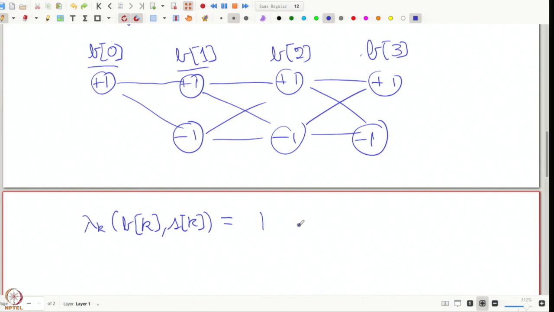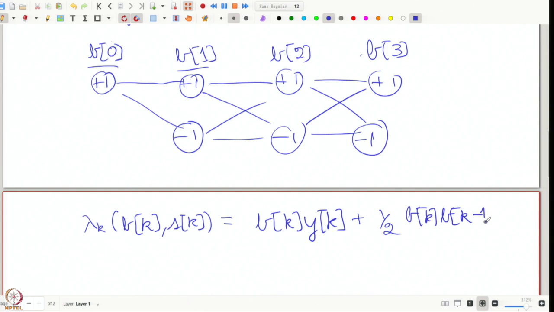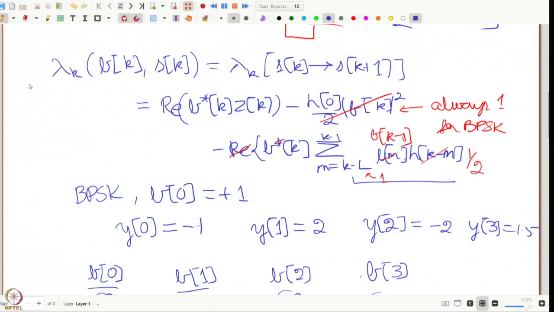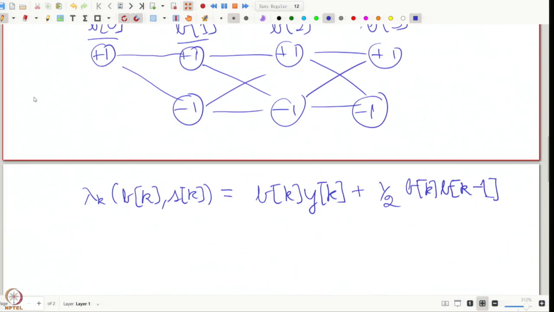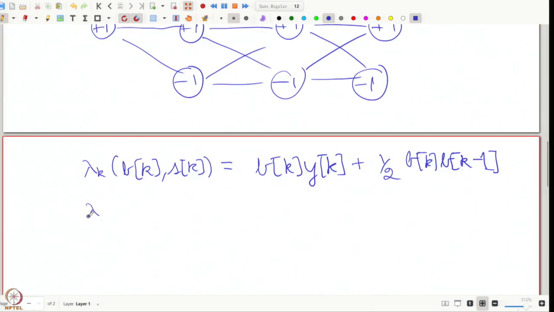I can just simplify it easily. I am just going to write my Z as Y directly. So I am just going to write this as BK YK. The middle term goes away because it was just 1 always. Why did I write this? Because this was minus half actually. I am sorry, H1 was minus half, so this is a minus and minus, that became plus half. So now this became my metric, BK YK plus half BK BK minus 1. Now let us look at the values we got: minus 1, 2, minus 2, 1.5. Now we are going to write our first metric, lambda K B0 SK.